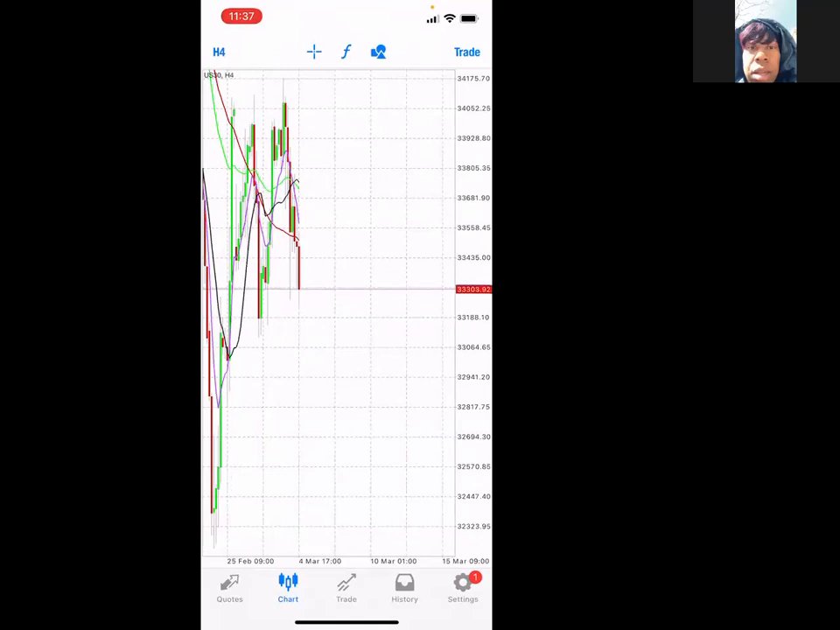Can I ask a question? You can ask a question. Does it only work with US 30, or can it work with like NAS 100? I don't know, I don't trade NAS. I know it works with German 30. NAS is a bullish pair, really. It's a little bit different. So just US 30 and German 30.